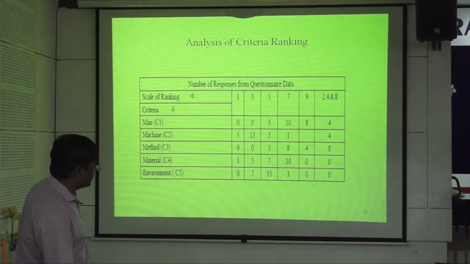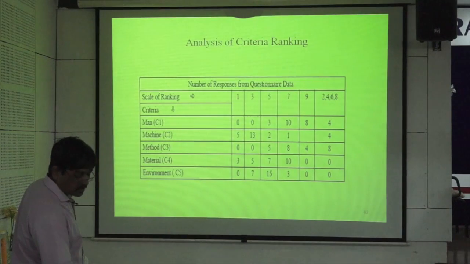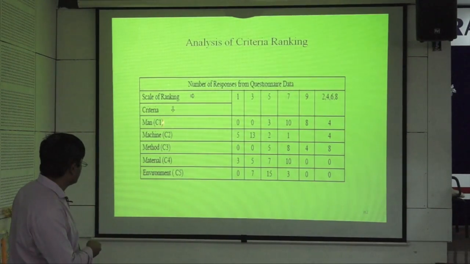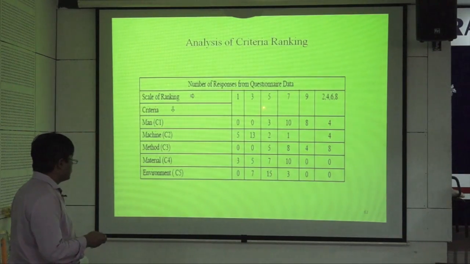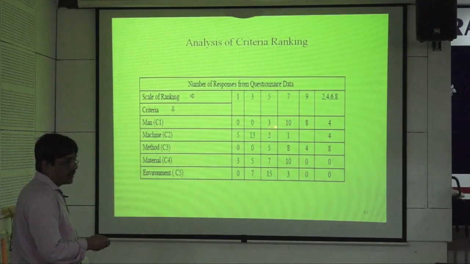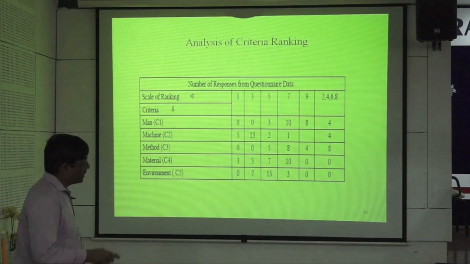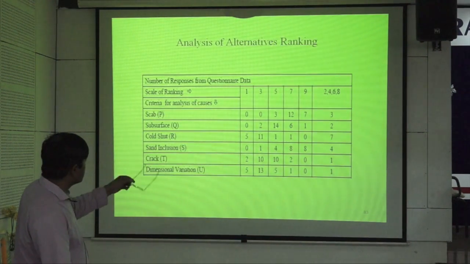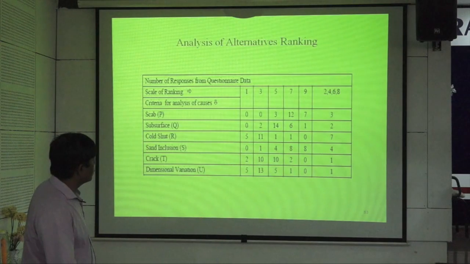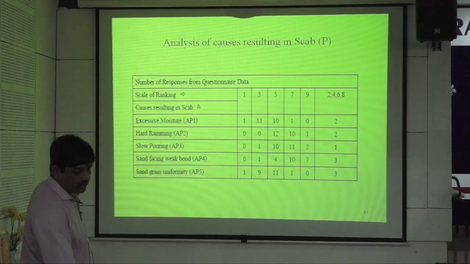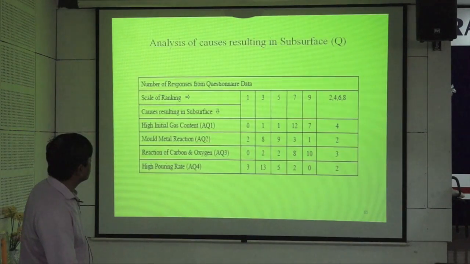So as I said, we have considered about 25 feedbacks. On the basis of these 25 feedbacks, these people have classified this. Suppose for man, on the scale of ranking 5, 3 people have ranked it at this scale, 10 people have ranked it at this scale, 7, like that. Similarly, for the alternatives, the analysis was done. Then the causes, these are the sub-alternatives. Again, there was analysis.